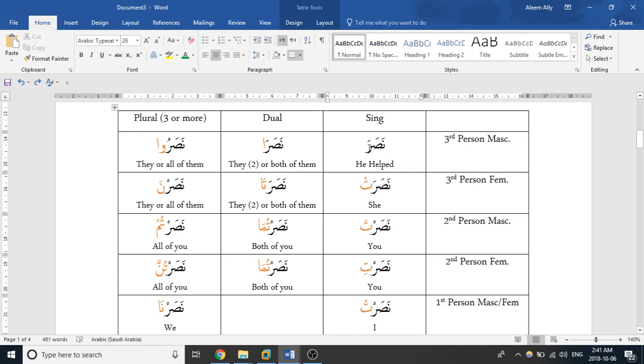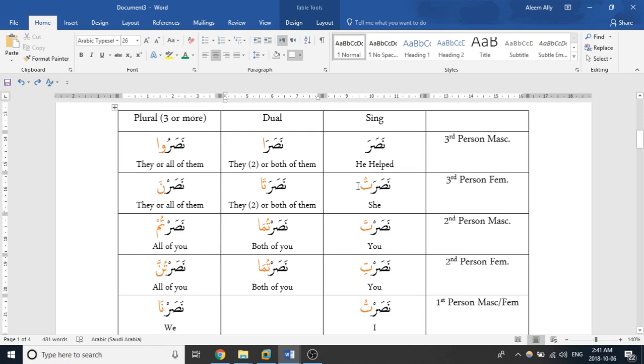So nasara means he helped. It has the gender built in there. But if we go over here, we can see part of the huma actually sticking out, and it's that alif. That's what happens when it attaches itself to a past tense verb, and it means they or both of them helped. And then nasaru, that's how hum looks when it's inside of nasara, meaning they or all of them helped. And it continues just through like that.